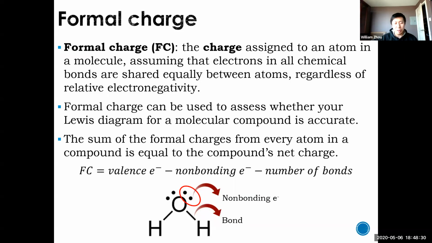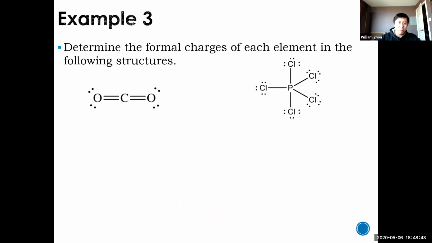And the valence electron, well, that would be the valence electron of the atom that you're looking at. And you can find this on the periodic table. Right? Oxygen is always 6. Hydrogen is always 1, for example. All right, so we're going to do some examples with formal charge.